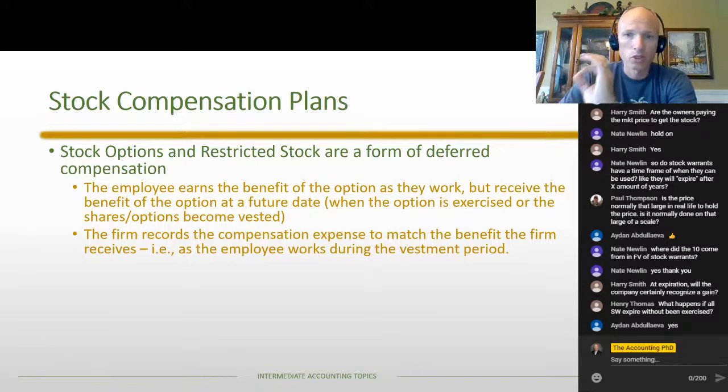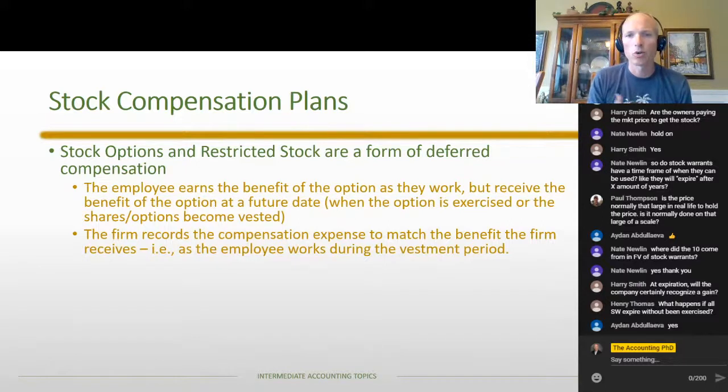But from the firm's perspective, using the matching principle, they have to match the compensation expense to the benefit that the firm receives. In other words, if you're working today, I need to match the expense related to that work today. I can't wait to do that. And so because of the matching principle, we need to figure out a way to record the compensation expense as the person is working. Basically that employee is going to work through this vestment period in order to earn that stock option or earn that restricted stock, and we need to match the compensation expense to the work that they're performing. If you really want to get technical, every second they're earning a portion of that, but it doesn't make sense from an accounting perspective to record a journal entry every second.